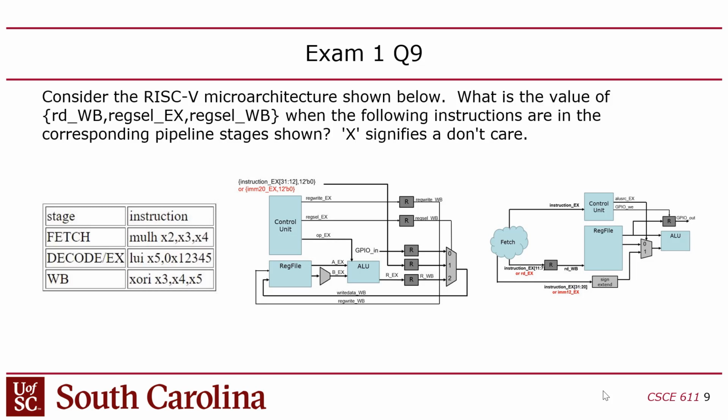Reg select EX. Okay, the EX instruction is an LUI. The reg select for an LUI should be, we're talking about this mux, and we want to select input 1 there, right? The input 1 on this mux is the U type immediate, so that should be 1. And reg select write back is referring to the XORI, so that one is just going to be 2, right? We're going to send the ALU value through. You guys with me? Okay.